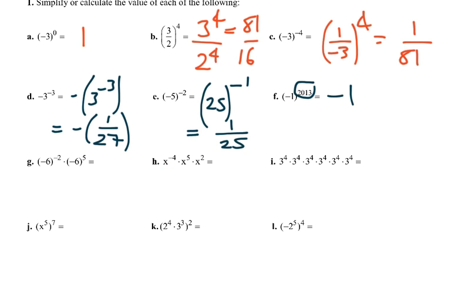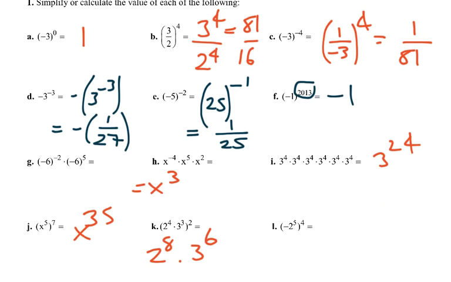In H, we're just going to add up all these powers. Negative 4 plus 5 is 1, plus 2 is 3. In I, again, add up all the powers, 3 to the 24. Multiply here. In K, we apply, so 2 to the power 8, 3 to the power 6.